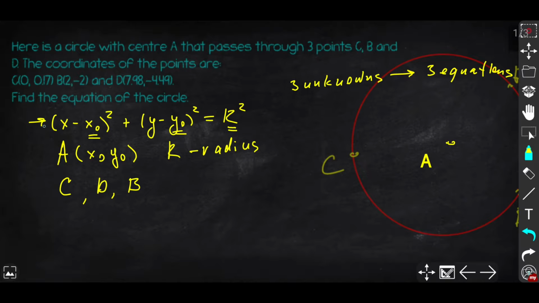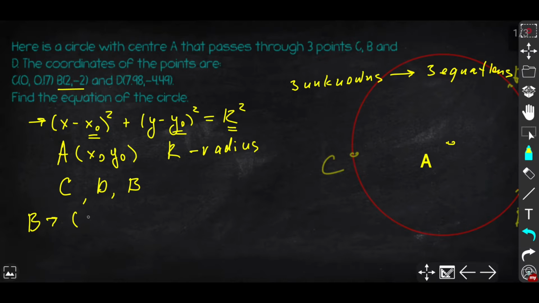So we can plug in, for example, the coordinates of point B, because they're whole numbers, integers, 2 and -2. So we can plug those coordinates instead of x and y. Let's see how it works. I just want to show you the general approach here. So it's going to be (2 minus x0) squared plus (y minus, instead of y, we plug in -2, so -2 minus y0) squared equals r squared. And we've got the first equation by plugging in B's coordinates.